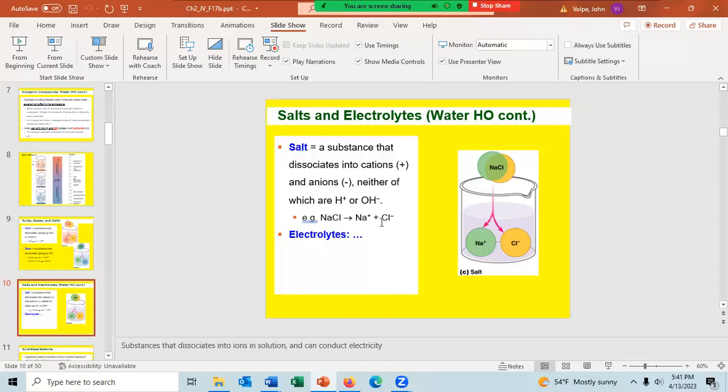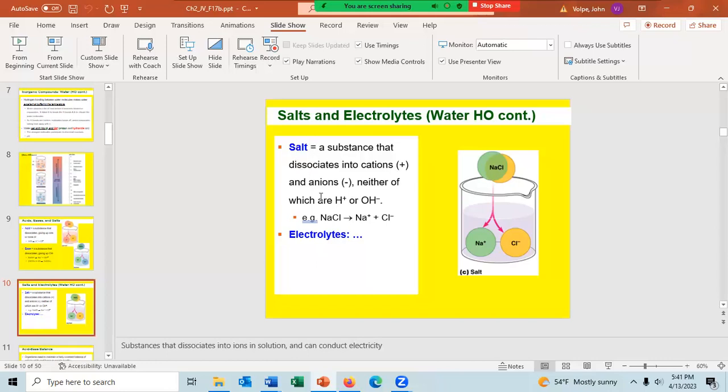However, by this definition of a salt, magnesium chloride is also a salt because it'll dissociate into magnesium plus and 2 chloride minuses. And so magnesium chloride is a salt. Normally, in common usage, we only call sodium chloride a salt. But in chemistry, any substance that dissociates into a cation and an anion is a salt.